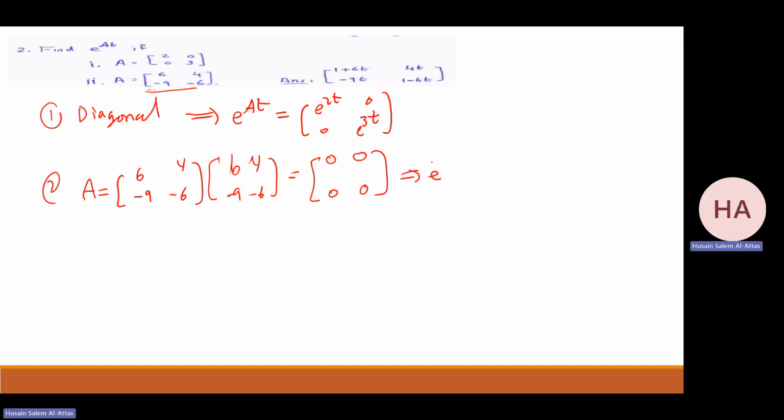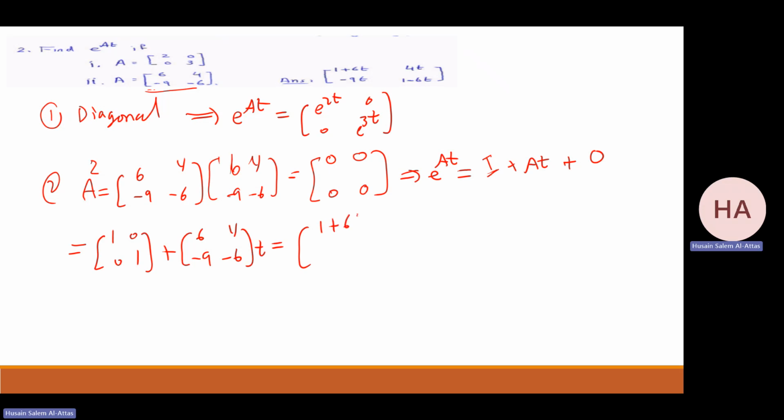So e to the power At will be I plus At, and that's it, plus 0. The rest will be 0. So I have the identity plus 6, 4, minus 9, minus 6 times t. That gives me 1 plus 6t, 4t, minus 9t, and 1 minus 6t, which is the answer. Good.